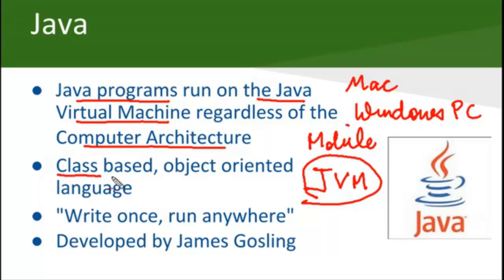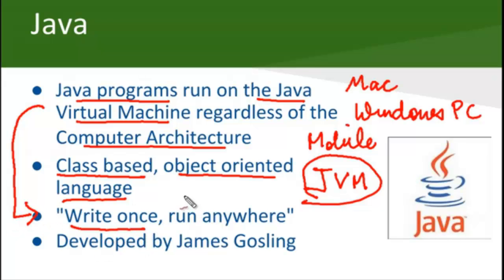Now, Java is a class based and object oriented language. These terms might sound big to you right now, but don't worry about them. Just understand it's an object oriented programming language. And because of this, you can write your code once on a machine, whether it be a Linux machine, Mac, Windows, or anything, and you can run it anywhere. And one important thing to know is that Java was developed by James Gosling at Sun Microsystems.